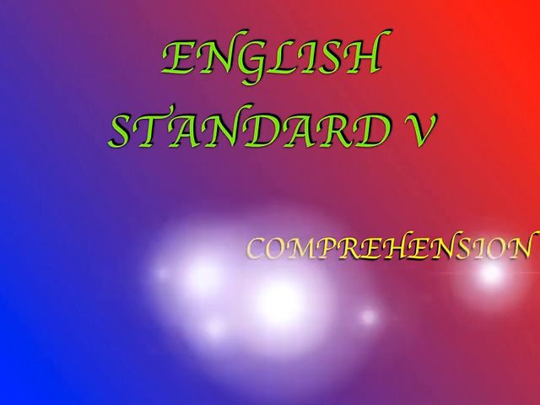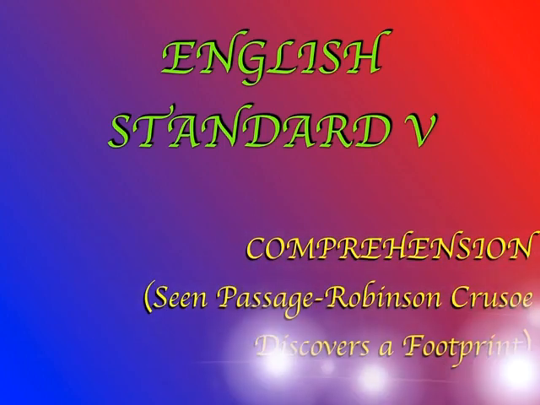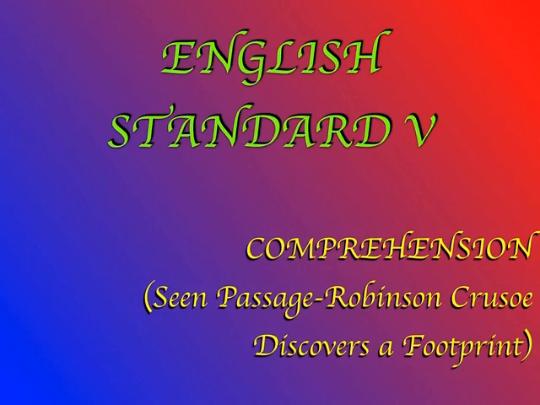Now, the passage we would be taking in this comprehension is your Unit 3 chapter, Robinson Crusoe Discovers a Footprint, from your Marigold textbook. And students, keep one thing in mind, that as this chapter is taken as a comprehension passage, you won't be writing any exercises related to this chapter in your notebook. So let's move ahead with our today's topic.